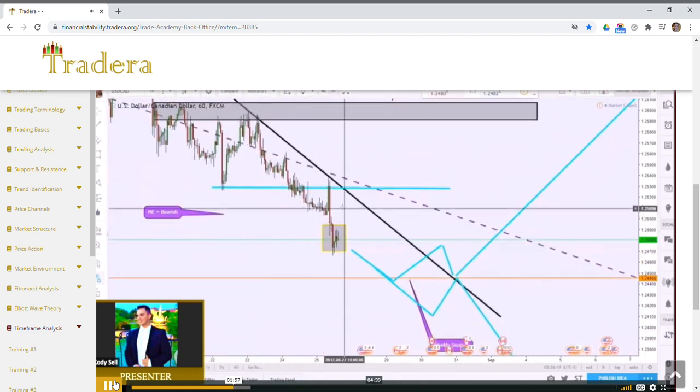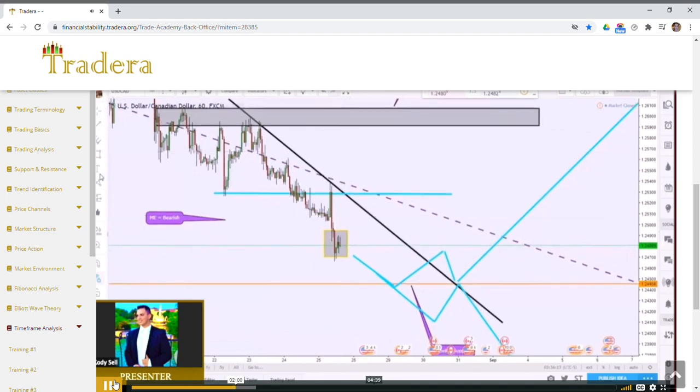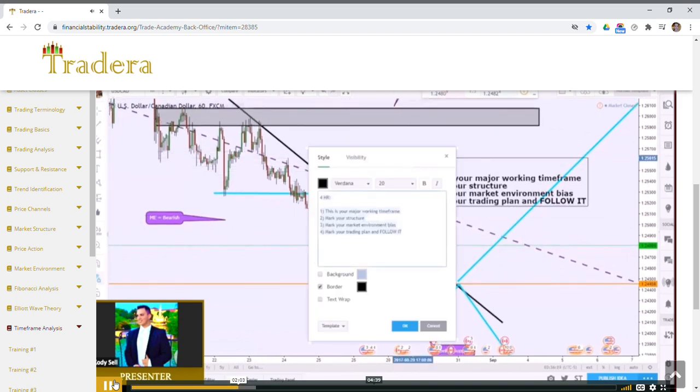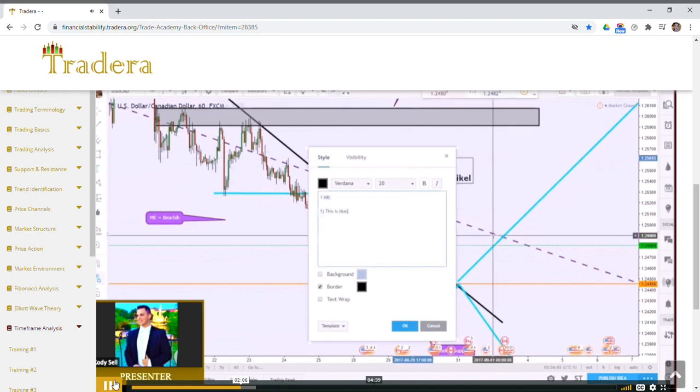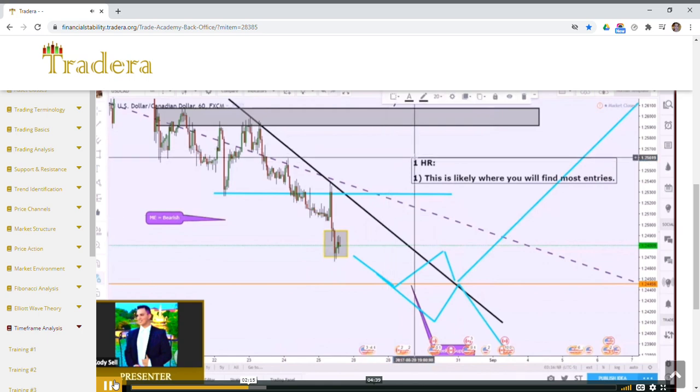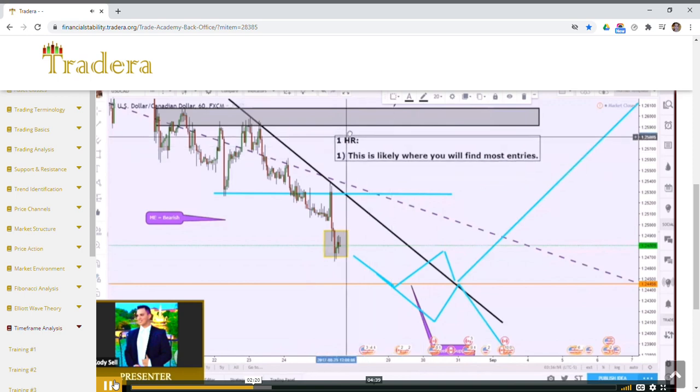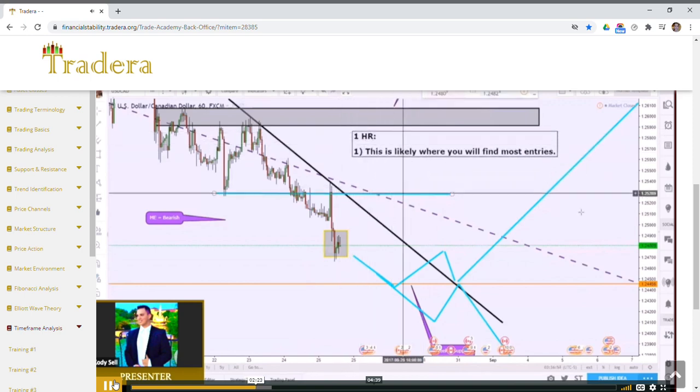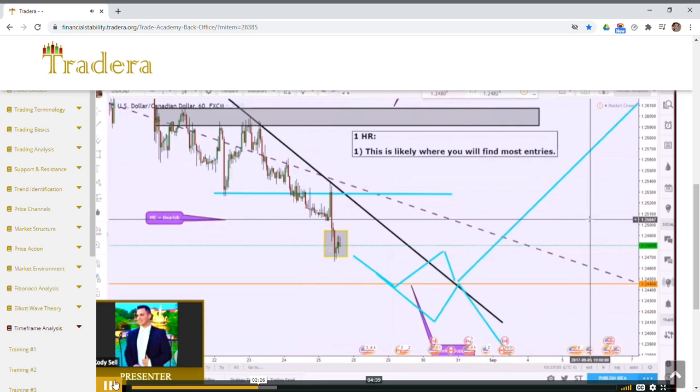So first of all, let's take a look. The first thing I want you guys to look at is the 1-hour time frame. This is likely where you will find most entries. Okay, you will find a lot of entries on the 4-hour time frame, there is no doubt about it, but a lot of your entries you will be taking here on the 1-hour time frame. I always like to explain that the time frame you do most of your analysis on, you should always drop down at least one more time frame. And I say at least, but really you should just drop down one more time frame to do your entries. It's the best way to do it.